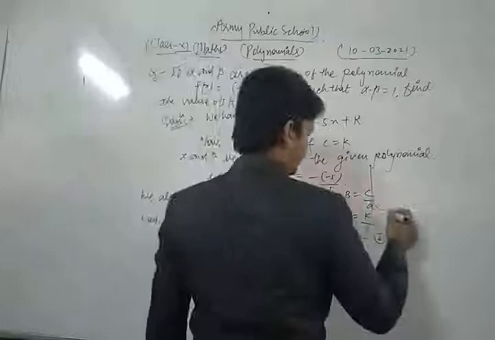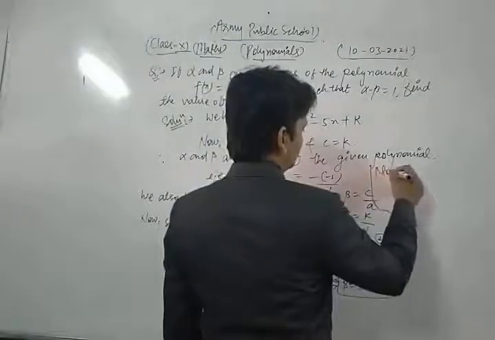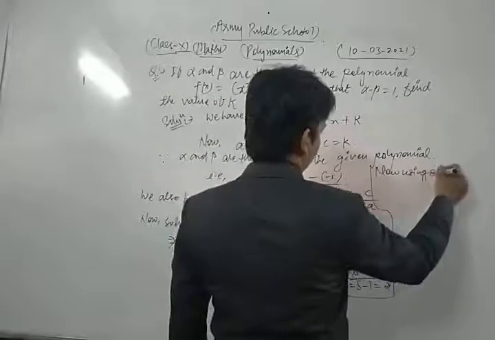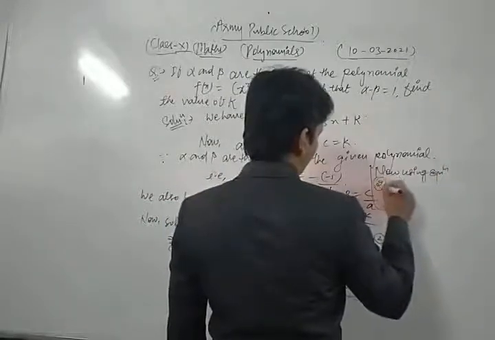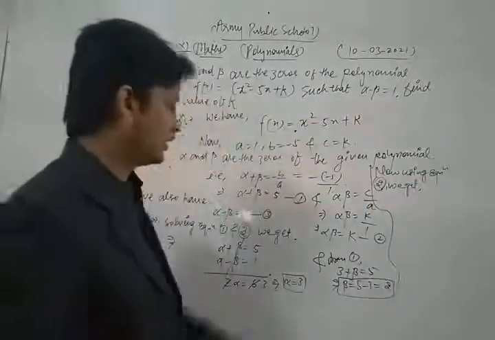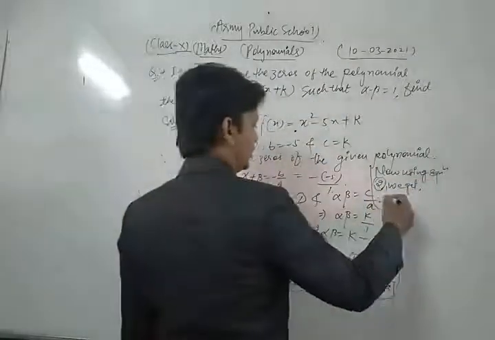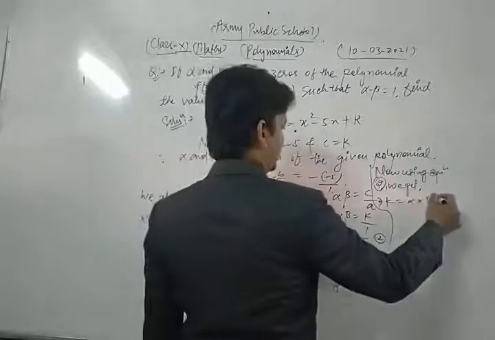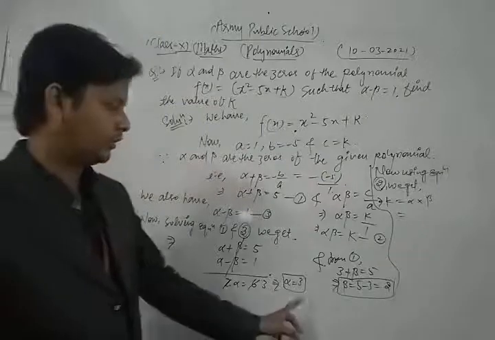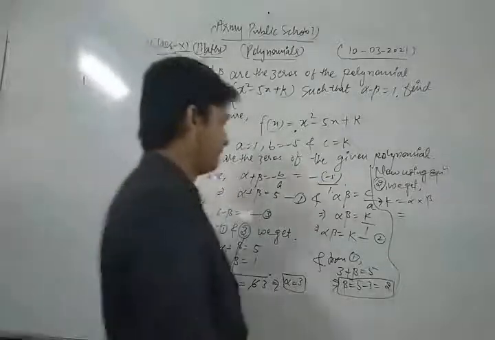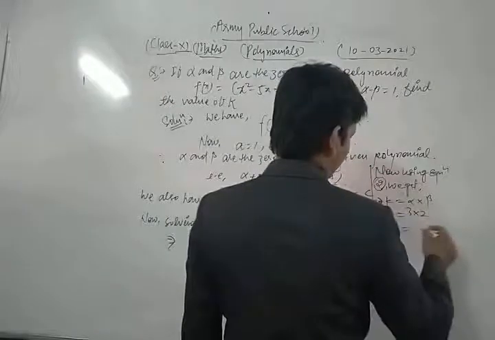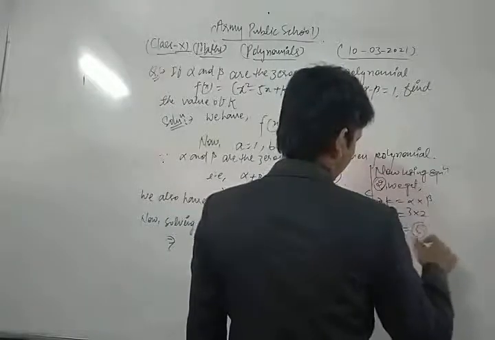Now using equation 2, we get alpha is equal to alpha into beta. So the value of alpha is 3 and the value of beta is 2. So 3 into 2 is 6. So this is the value of k.